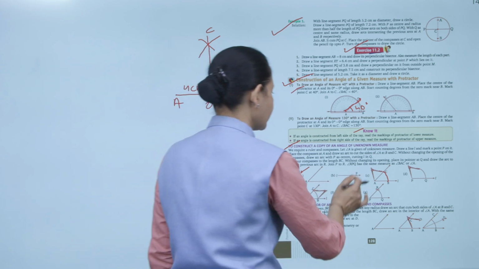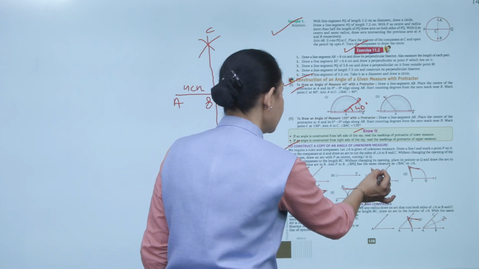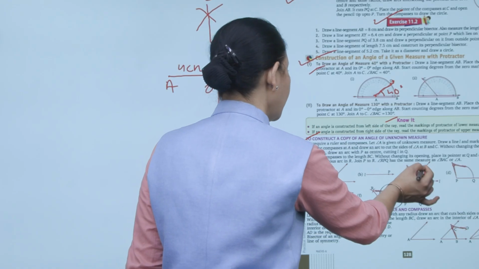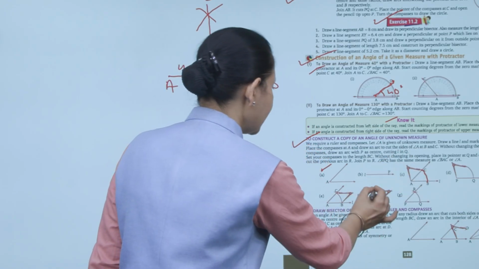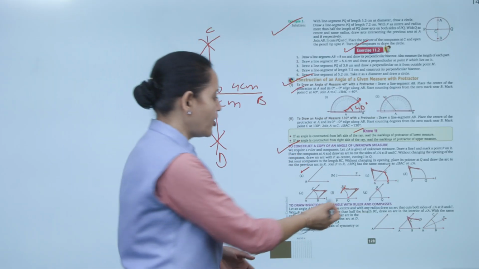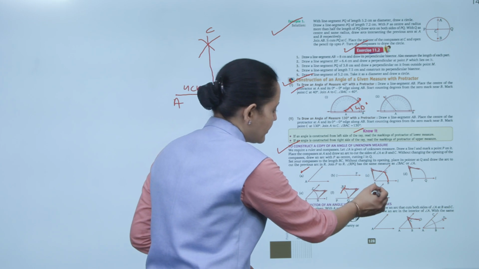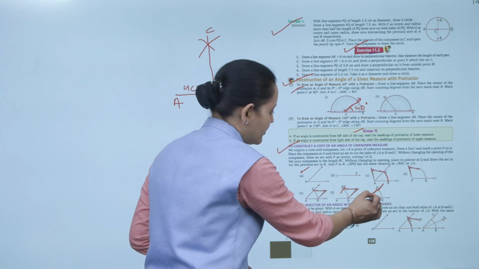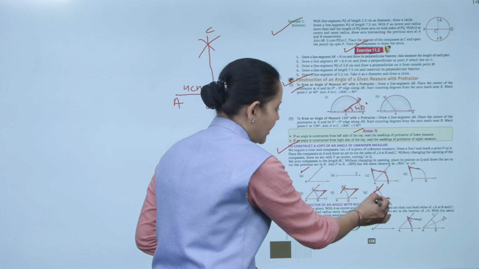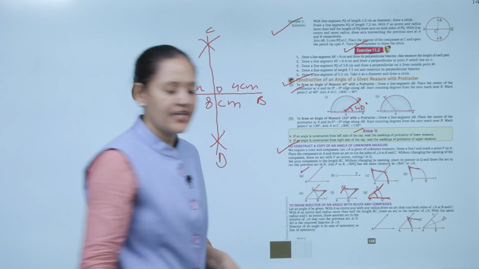Clear? Now the compass, what will we do with it? BC, this is the BC. We'll open it without changing the opening. Q as a center will make another arc. So then we'll join P and R. So this is the angle that has the same measure as angle A.